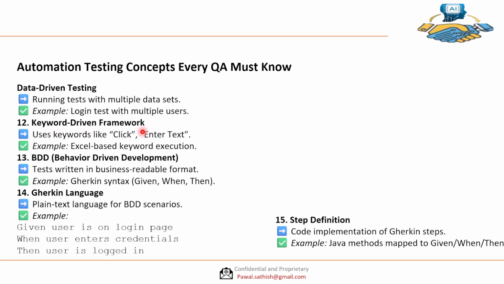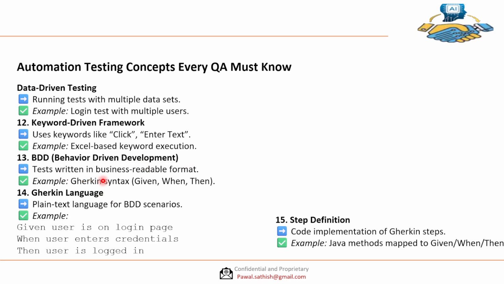Then keyword driven framework. In a keyword driven framework, we are using keywords like click, enter text, and we are passing the data. For example, Excel based keyword execution. Next framework is BDD, behavior driven development.